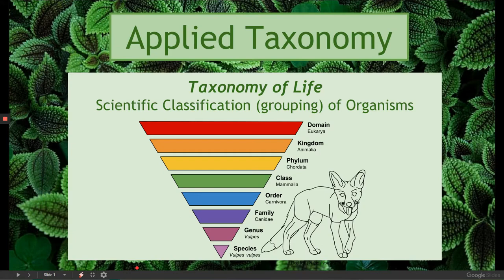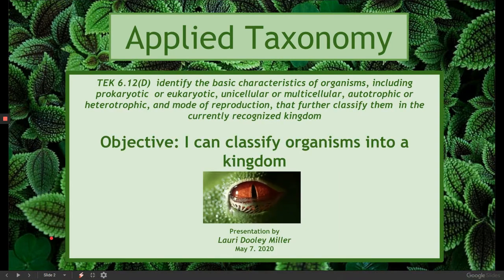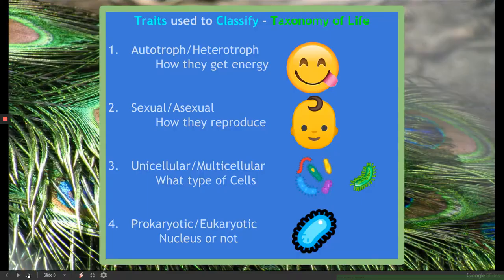Hello, welcome to our final lesson on applied taxonomy. That is our scientific classification or grouping of organisms. Our objective today is that when we're finished, I can classify organisms into a kingdom. In our last lesson, we did domains. Kingdoms are the level below domains.